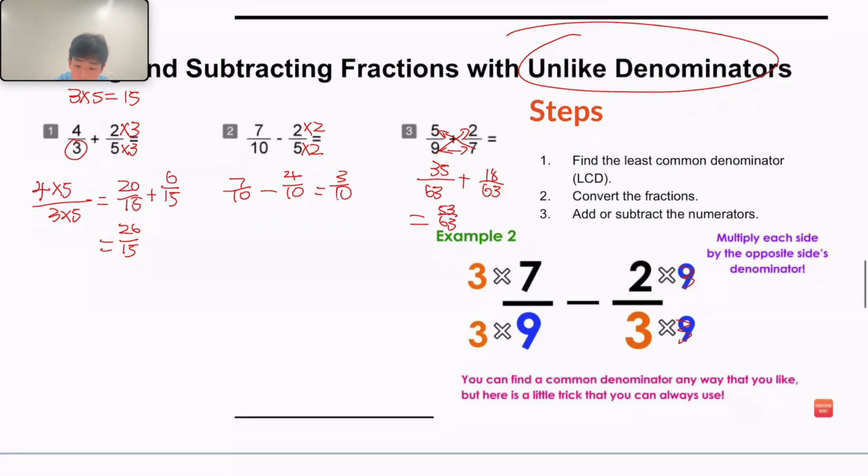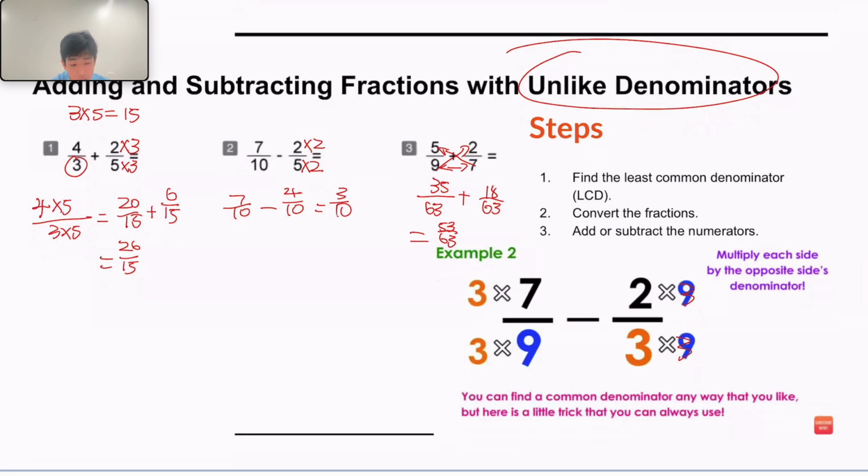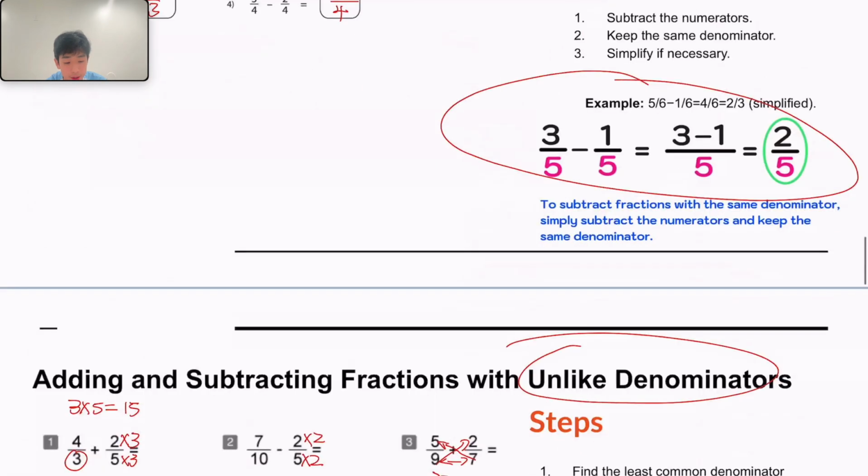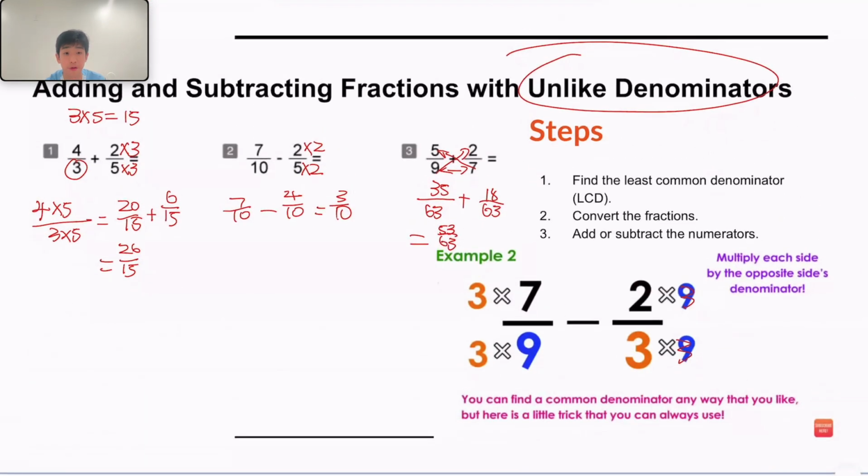Okay, so adding and subtracting fractions with unlike denominators, we can just basically apply the rule we just learned here, but we have to convert them to the same denominator first.